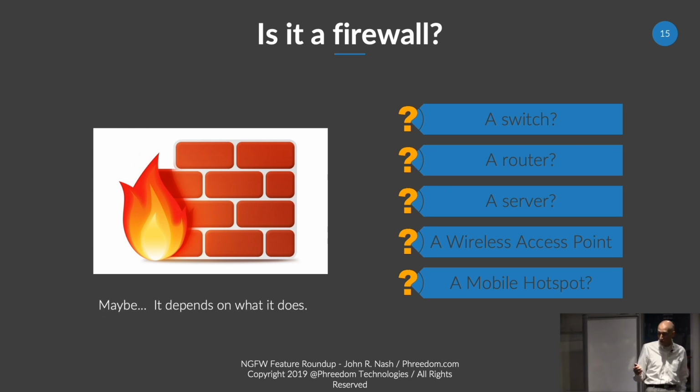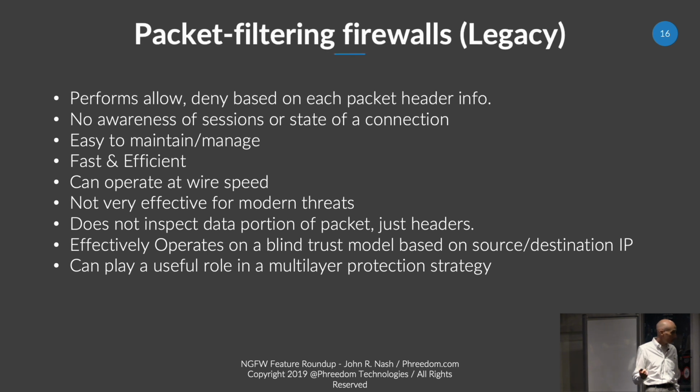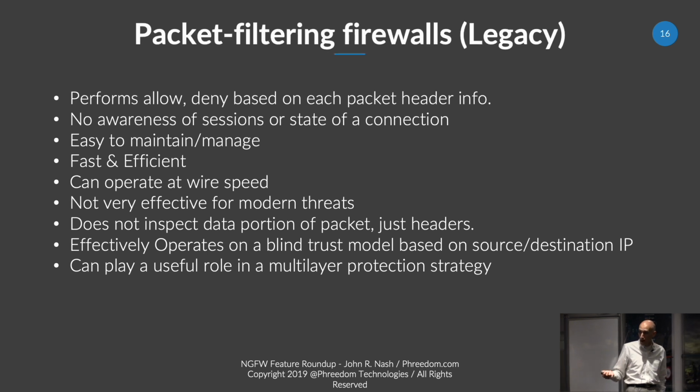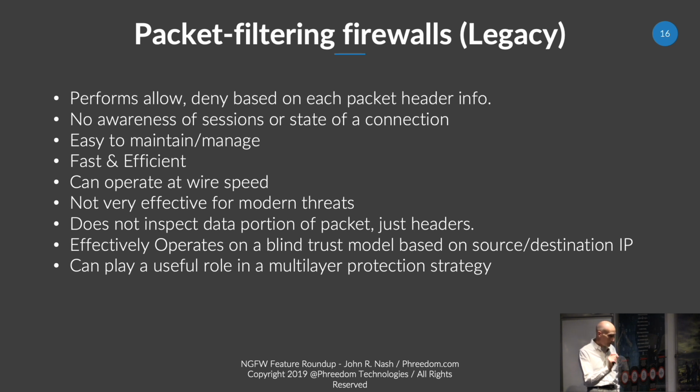So packet filtering firewalls. This is the legacy. This is basically the first firewall. All it did is allow and deny list based on the packet header information. Pretty basic. No awareness of session or state connection. They were very easy to maintain, manage, fast and efficient, operates at wire speed. Does not inspect data, effectively operates on a blind trust model. Meaning if you match my source IP and my allow destination IP, I trust you completely. You pass.